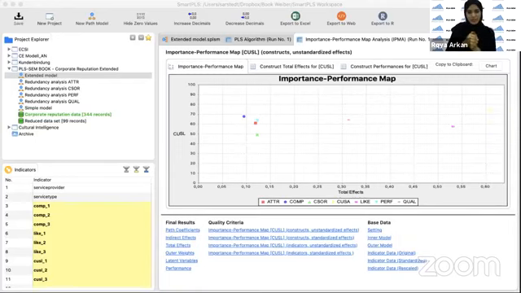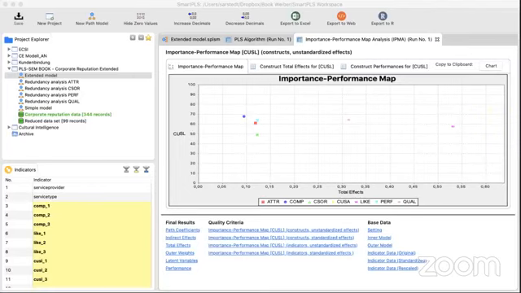Sir, I will try. I am asking about consistent PLS or simple PLS in SmartPLS. Some people said with the reflective model you should use consistent, but when we use simple, is it good or not?